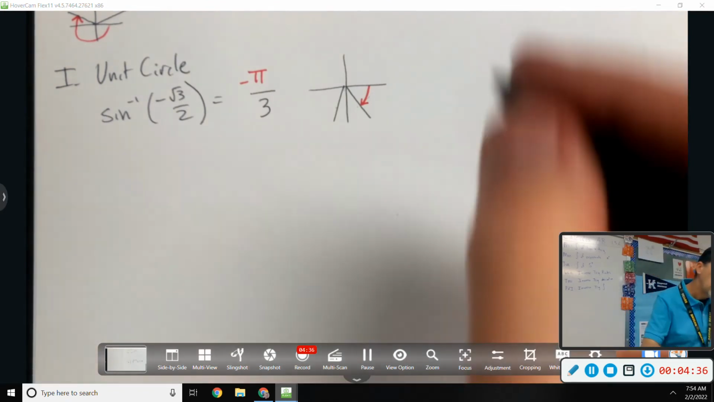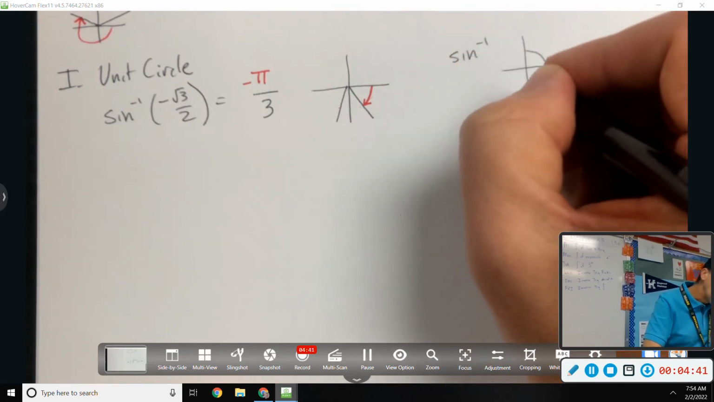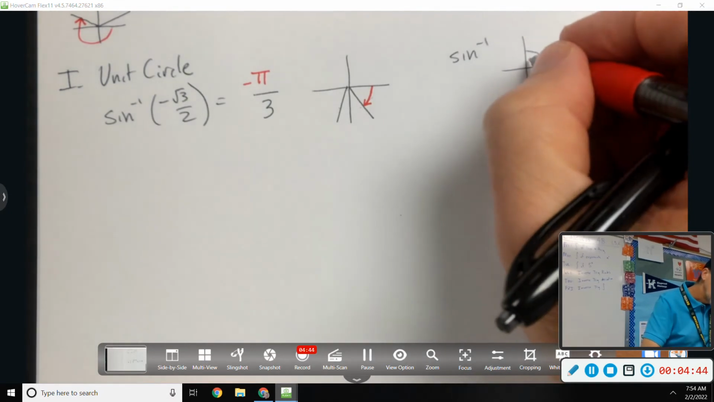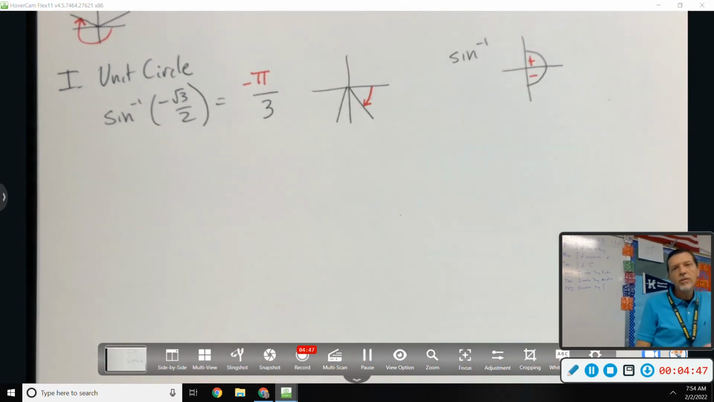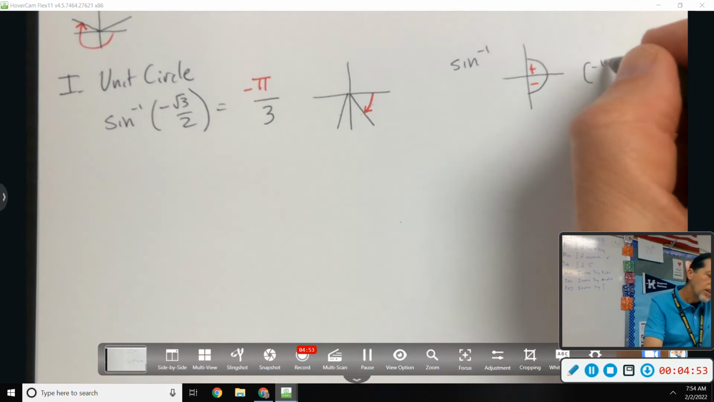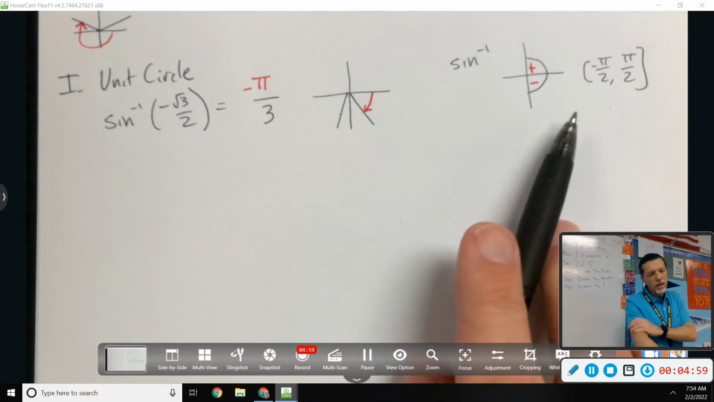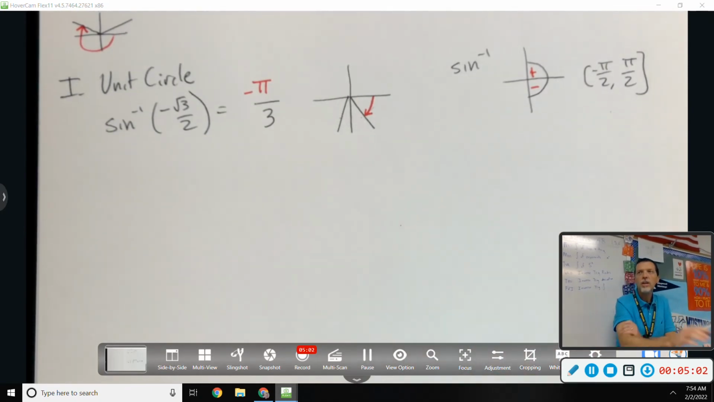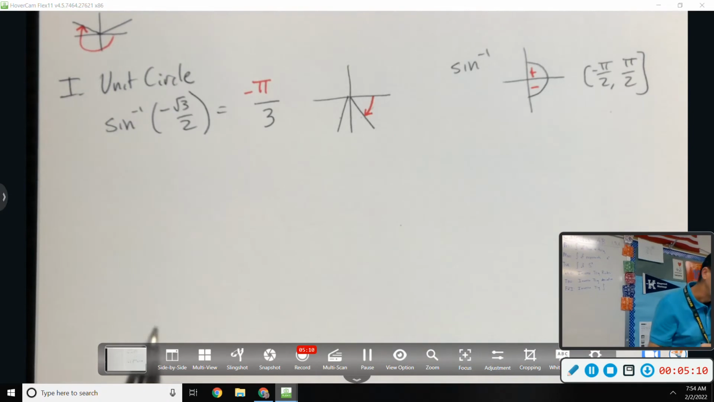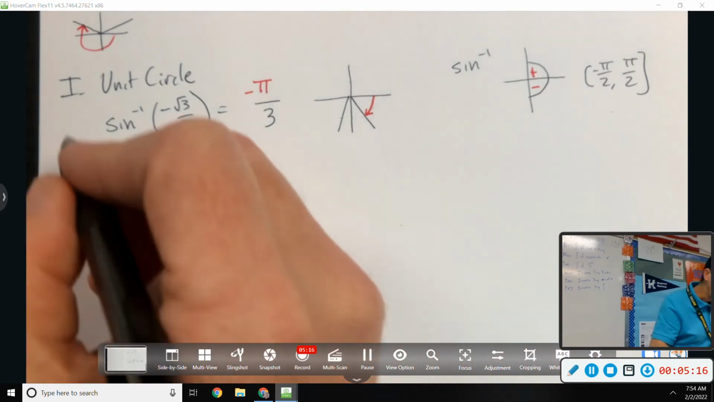Negative pi over 3. In fact, when we're doing inverse sine, we will always pick from quadrant 1 or quadrant 4. And if we're in quadrant 4, we'll use the negative numbers. So our answers for inverse sine will always be between negative pi over 2 and pi over 2. Because you can only have one answer. You're not allowed to spin way around and backwards. That's the easiest way to remember it: get the quickest, easiest answer possible. You'll almost always be right.